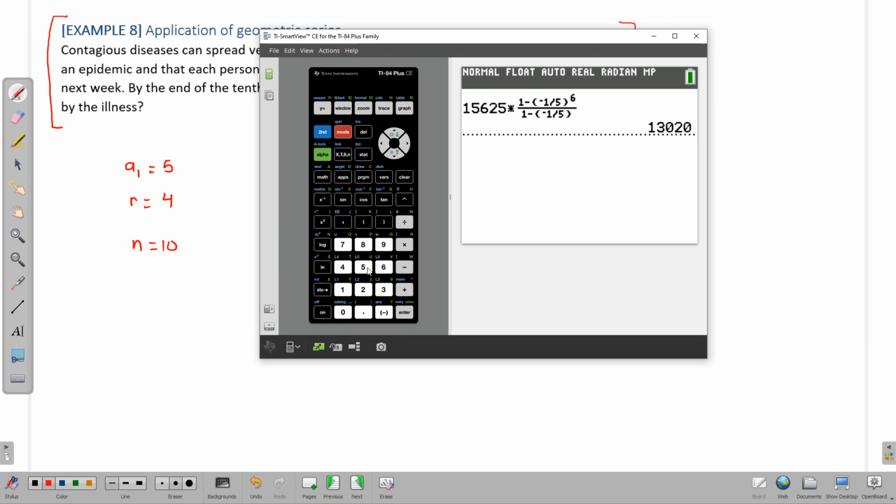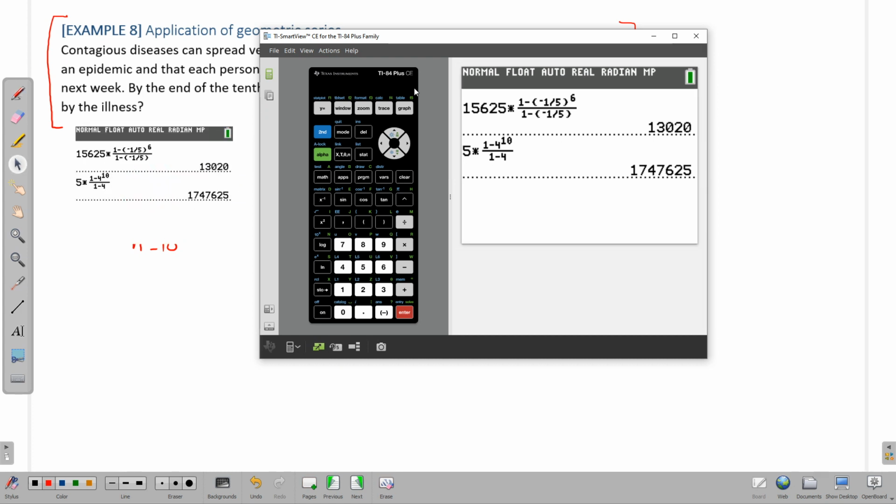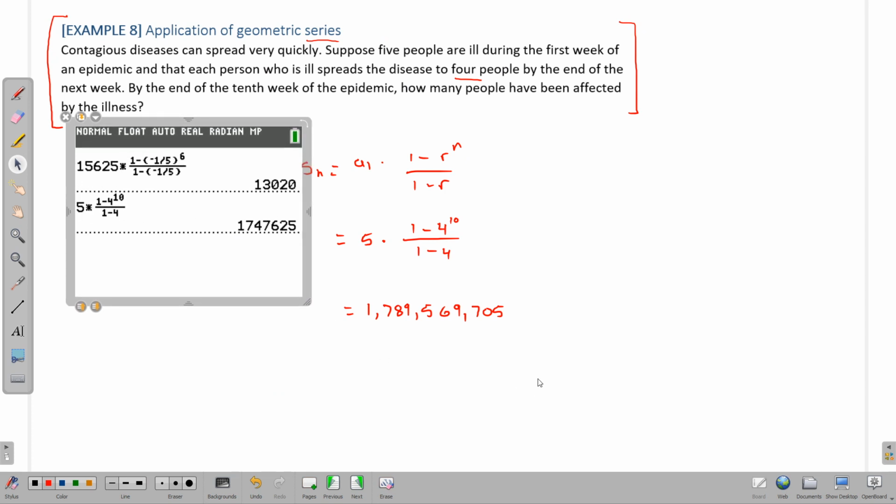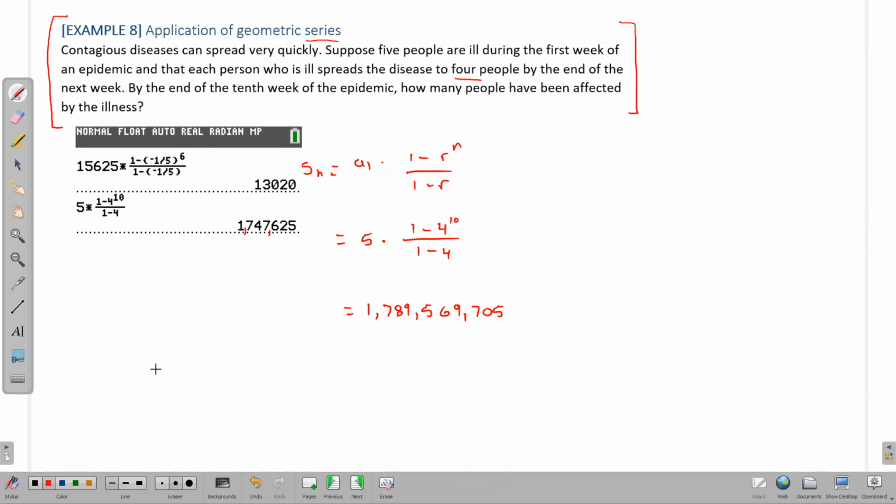So we said there were 5 people initially. Hold on, let's do that again. 5 times the fraction (1 minus 4 raised to the 10th) over (1 minus 4). So let's make sure I got my commas there in the right place. Oh, I definitely typed something in wrong, didn't I?